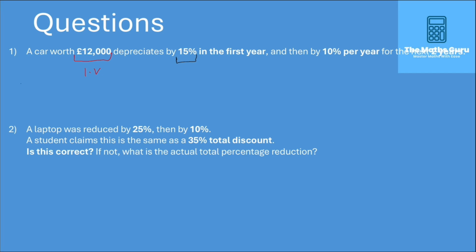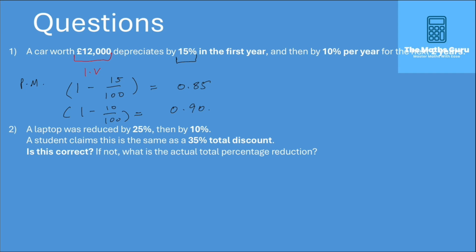First thing I'm going to do is work out our percentage multipliers. So in the first year, we have a 15% decrease, which is going to be 1 minus 15 over 100, which is going to be a percentage multiplier of 0.85 because it's a percentage decrease. Remember that. Our second one is going to be 1 minus 10 over 100 because once again, it depreciates by 10%. So this is going to be 0.9.